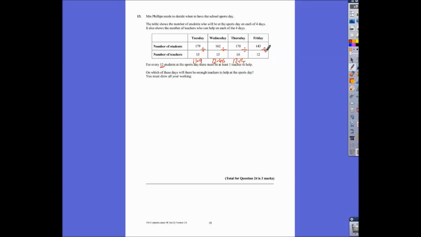And here, 143 divided by 12 is 11.9. So we've got less than 12 on these 2 days. So we need less than 12 to be able to run this sports day. So we'll be able to run it on a Tuesday or on a Friday.